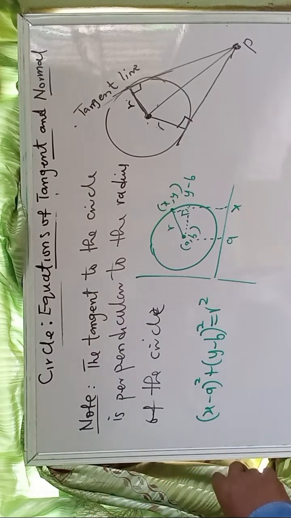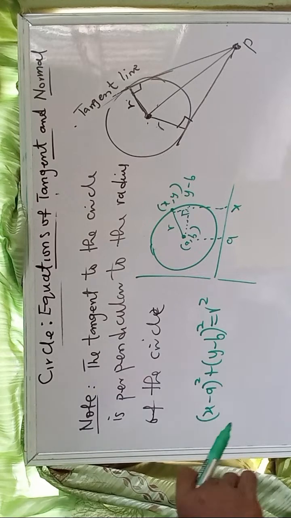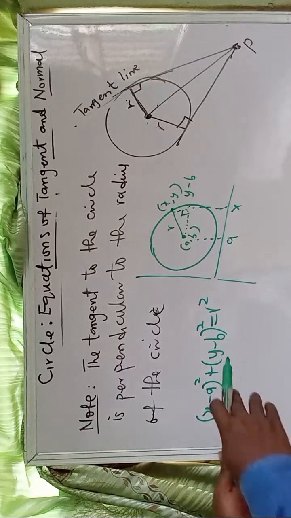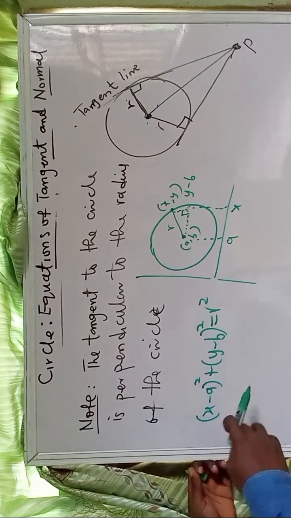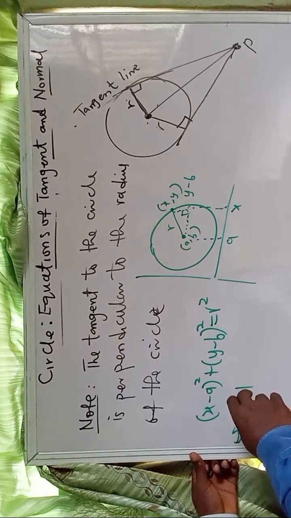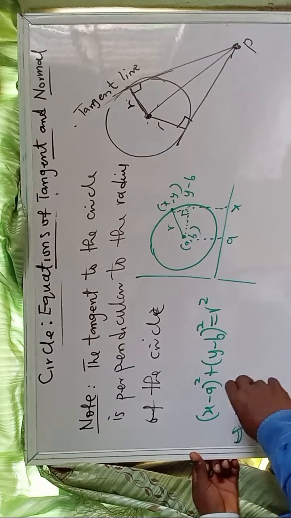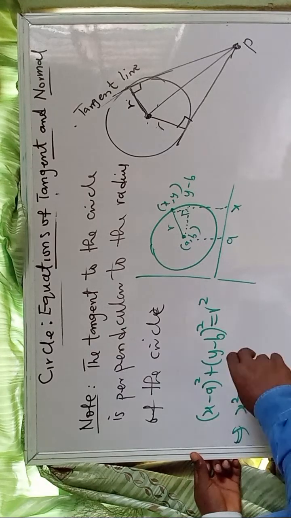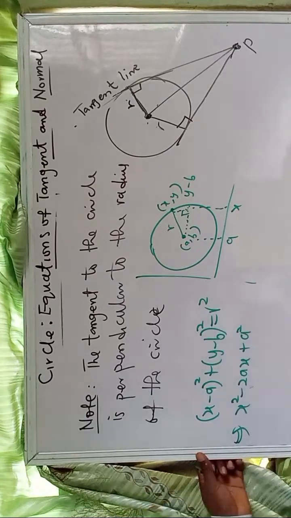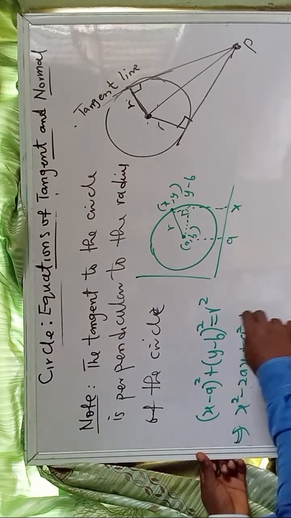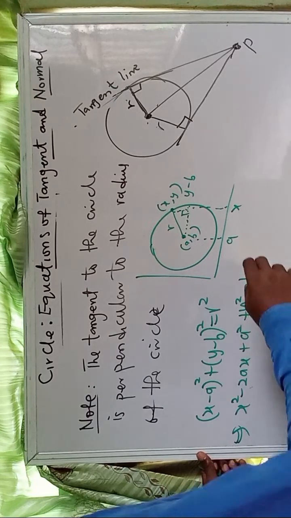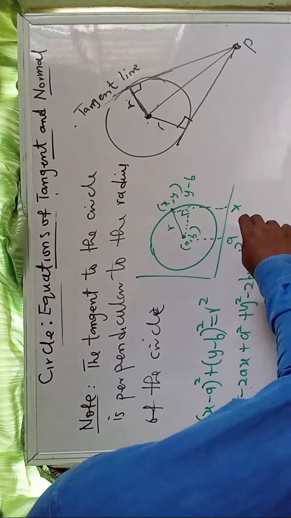So this is the standard form. From this standard equation, we can get the general equation of a circle. If you open the brackets here, this will be x squared minus 2ax plus a squared. We're expanding this to get the general equation of a circle. If you expand this, this will be y squared minus 2by plus b squared equals r squared.